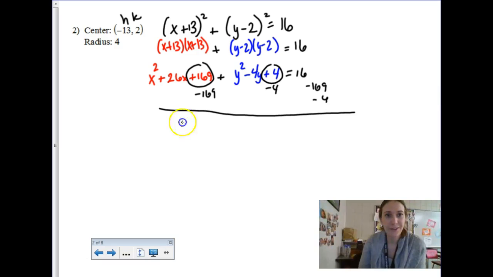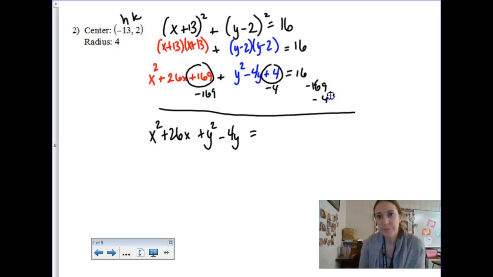So, let's see here. x squared plus 26x, that's gone, plus y squared minus 4y, and that's gone, equals, oh goodness, I should be able to do this, huh? Let's see, that's negative 173 plus 16, so 7, 6, 5, 1 negative, something didn't work out right there, guys. I don't know. I feel like that's okay. Negative 157 though.